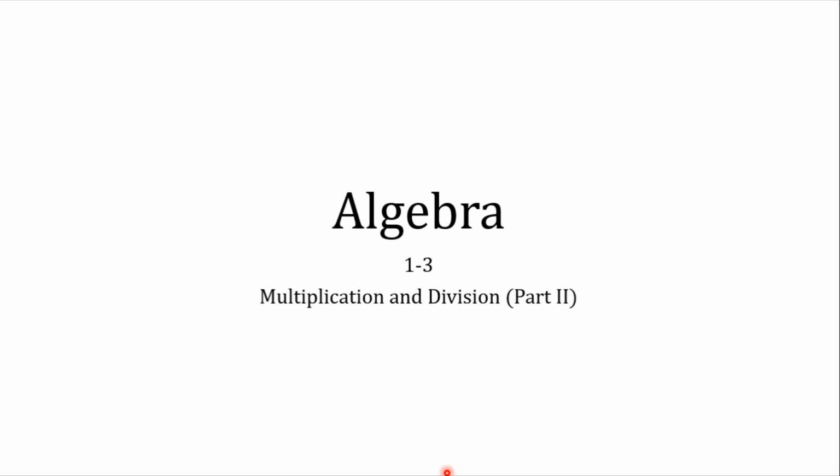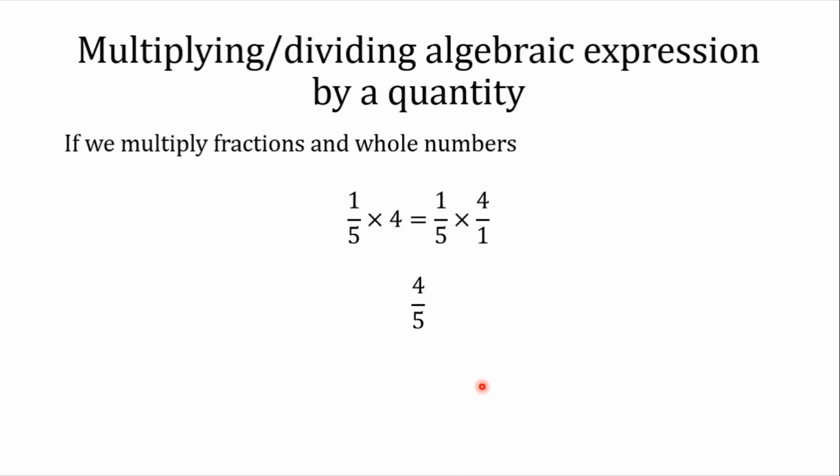So this is part 2 of multiplication and division. If we had to multiply fractions, for example, and whole numbers, this is something of a review, just a very short review. So 1/5, or 1 over 5, times 4 is the same thing as 1 over 5 times 4 over 1. When we multiply, we multiply the numerators and then we multiply the denominators. So this is 1 times 4 and this is 5 times 1. So we get the answer of 4 over 5.